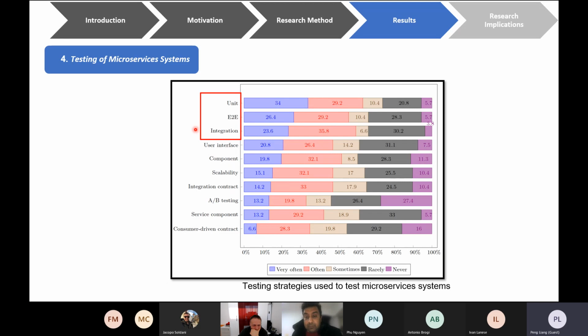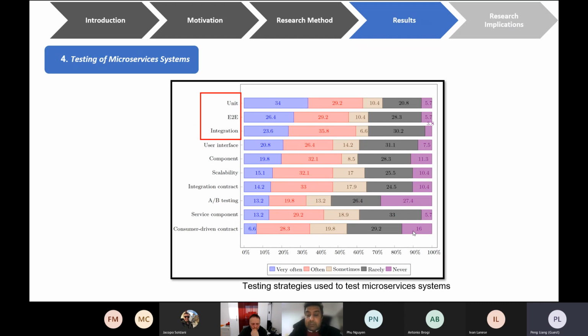All of the interviewees were familiar with these testing strategies. They also acknowledged that they frequently use these testing strategies to test microservices systems. According to the interviewees, these are fundamental testing strategies that can be used for all types of systems, for example, MSA-based systems, service-oriented systems, or even monolithic systems.